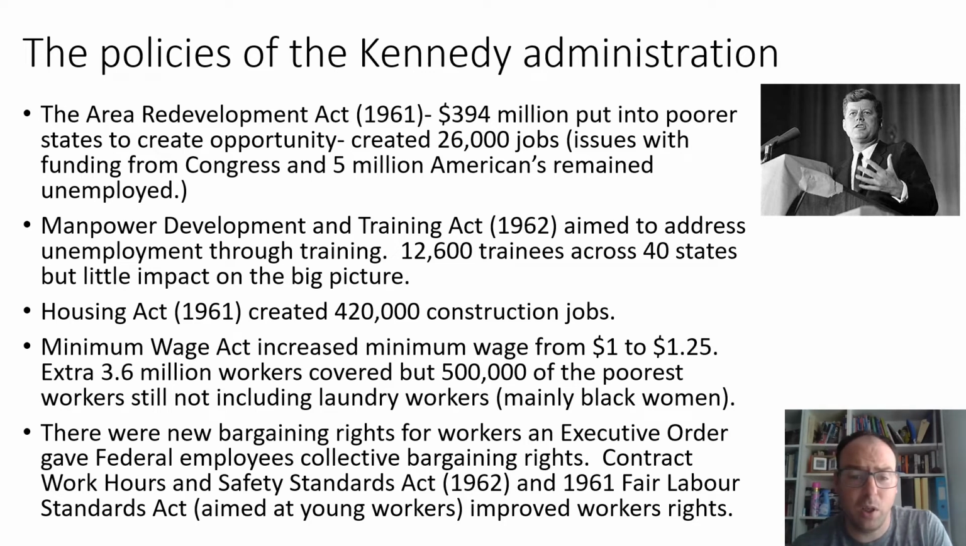There were new bargaining rights for workers, with an executive order giving this to federal employees, and we see the Contract Work Hours and Safety Standards Act of '62, and before that in '61 the Fair Labor Standards Act aimed at young people. So we do see again maybe something of this New Frontier in terms of improving workers' rights.